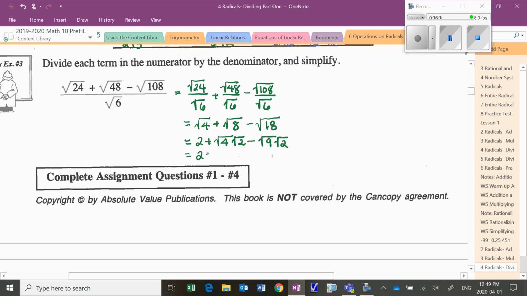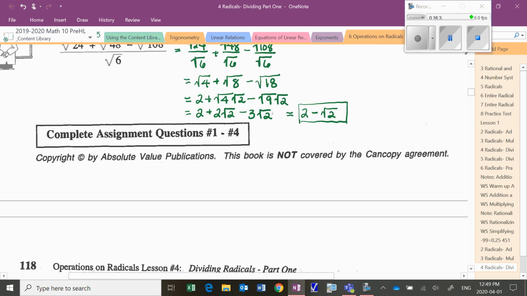So we're looking at 2 plus 2 root 2 minus 3 root 2, and 2 root 2 and negative 3 root 2 can be combined to make 2 minus 1 root 2 then. So that 1, of course, as a coefficient is optional, or negative 1, I should say. So our answer, 2 minus root 2.